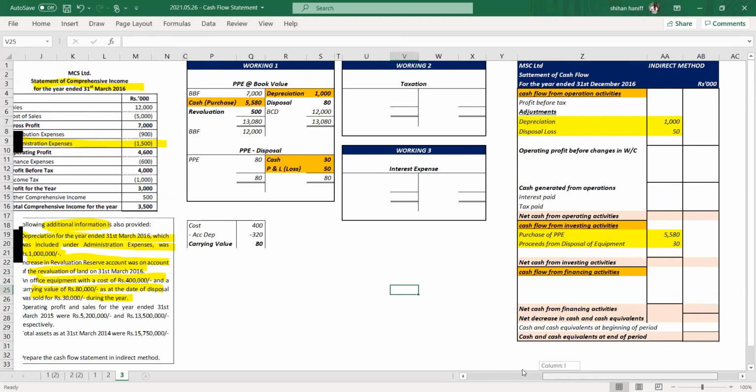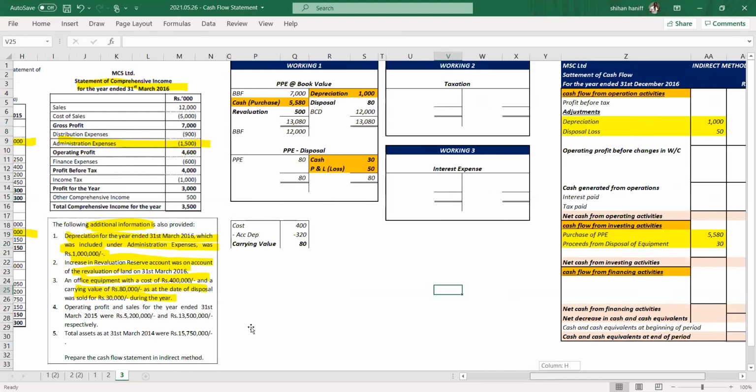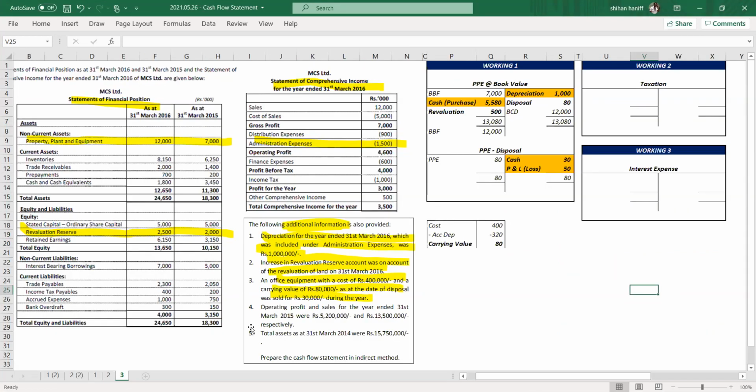Then operating profit and sales for the year 5,000 to 5.2 million, 13.5 million. Total assets 15 million 750. Actually, this information was given in order to calculate the ratios. So we are not calculating the ratios now. So we can complete the rest.